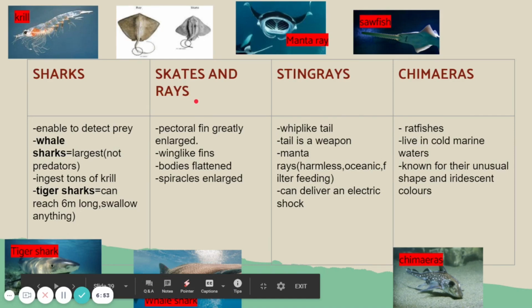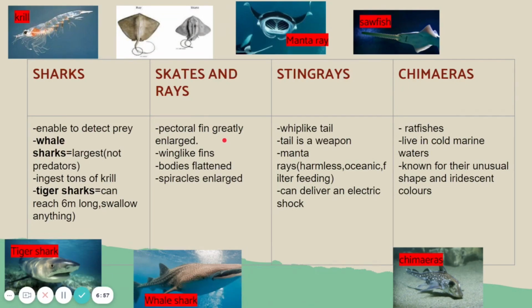Okay, next is skates and rays. Their pectoral fins are greatly enlarged into a pair of large wing-like fins, and their bodies are flattened. Their spiracles are enlarged and allow them to move water over the gills while resting on the bottom, where they feed on organisms such as small fishes and mollusks. Mollusks are gastropods or bivalves. So these are skates and rays.